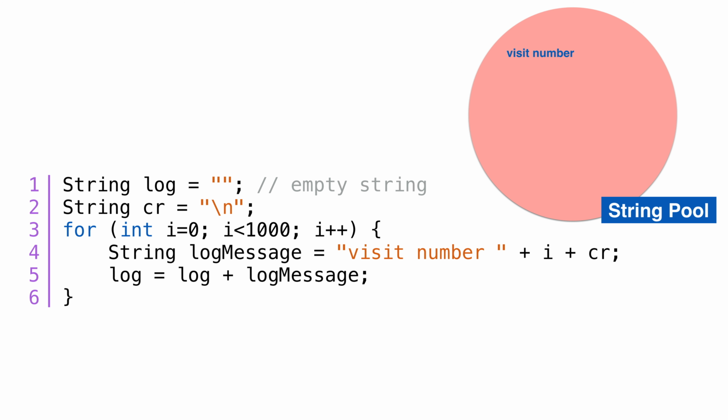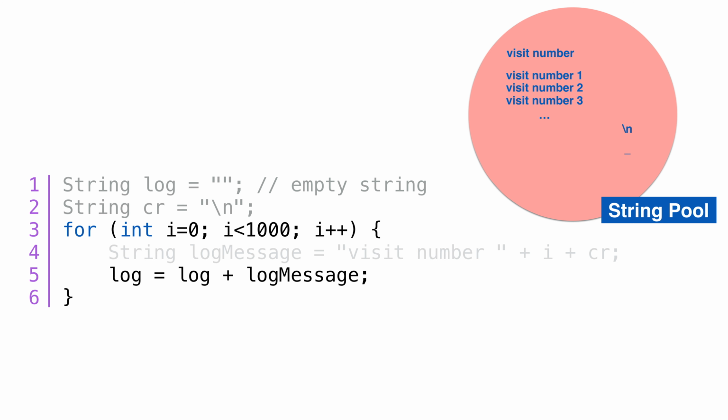So in this example, we have one string for visit number. Then we create a string for that particular number. So visit 1, visit 2, visit so on. Those are newly created strings in the string pool. We also have strings for log and carriage return.